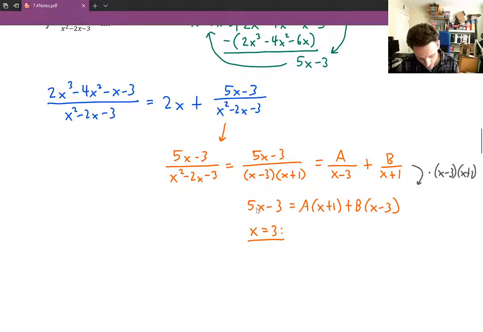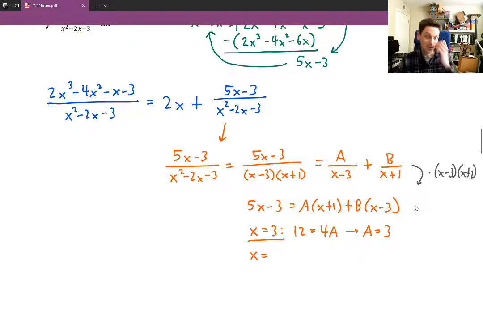Again, I'm going to do some of this mentally. So 5 times 3 minus 3, that's going to be 12. Over here, we're going to get A times (3 + 1), which is 4A. And when we plug x = 3 into B(x - 3), that becomes 0. So A = 3.